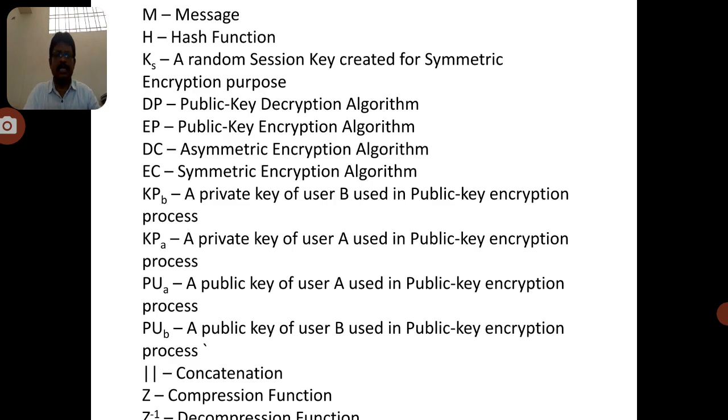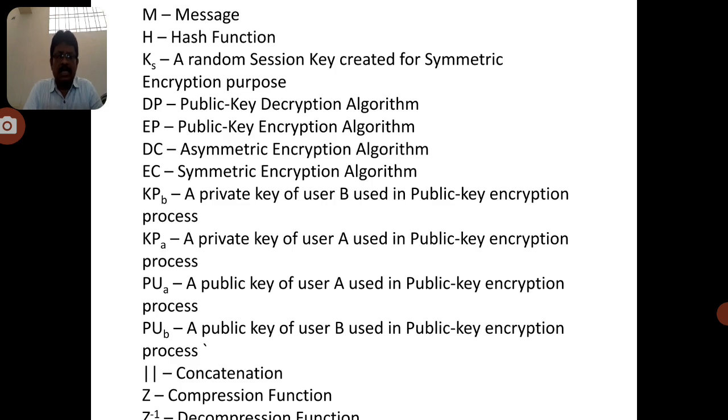EP stands for public key encryption, and DC is the conventional decryption. CD is nothing but the conventional decryption, and EC is nothing but the conventional encryption. Now KR is denoted by the private key and KU is denoted by the public key. So you can observe the two public keys are generated by user A and user B, and the private keys are also generated by user A and user B.